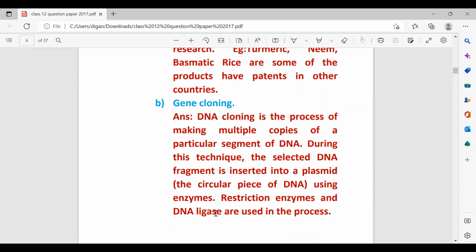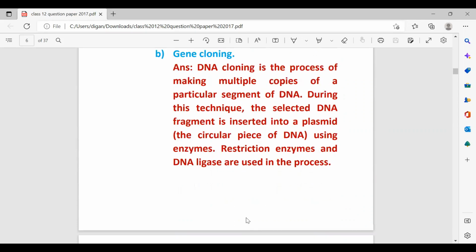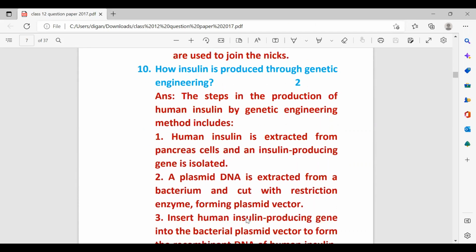Next, gene cloning. DNA cloning is the process of making multiple copies of a particular segment of DNA. During this technique, the selected DNA fragment is inserted into a plasmid using enzymes. Restriction enzyme and DNA ligase are used in this process. The restriction enzyme is used to cut the DNA fragments at a specific sequence, and DNA ligase enzyme is used to join the nicks. Next, how is insulin produced through genetic engineering? Genetic engineering, you know, is the process through which improved quality animals or plants are formed.